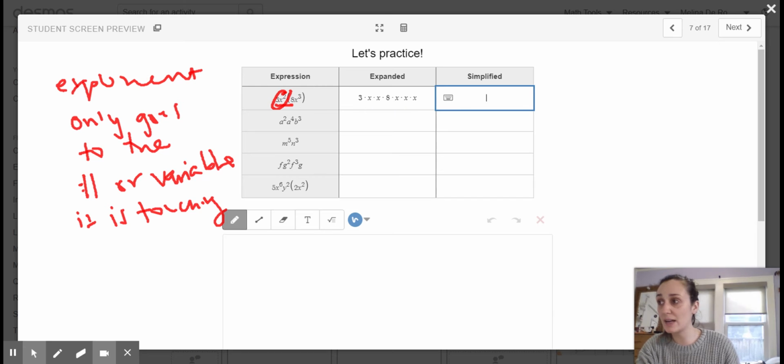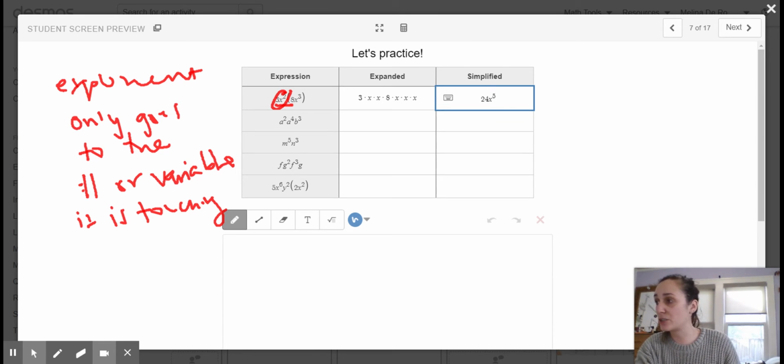When we simplify, the big numbers get multiplied together. So 3 and 8, I multiply 3 times 8 is 24. And then I'm just going to count up my x's. I'm repeatedly multiplying x, so that's going to be my base. How many times? 1, 2, 3, 4, 5.